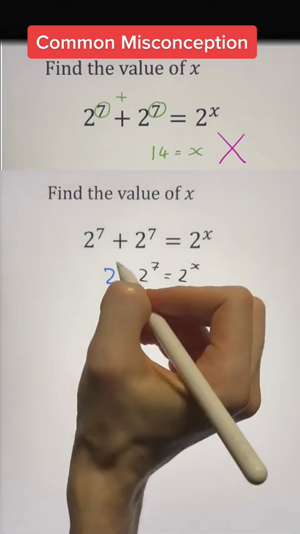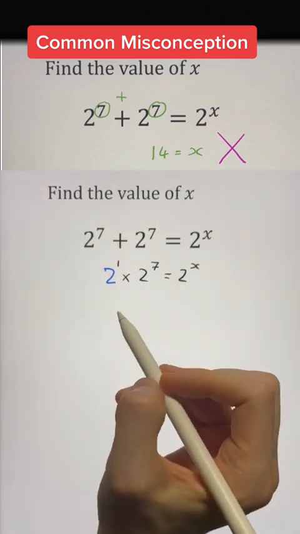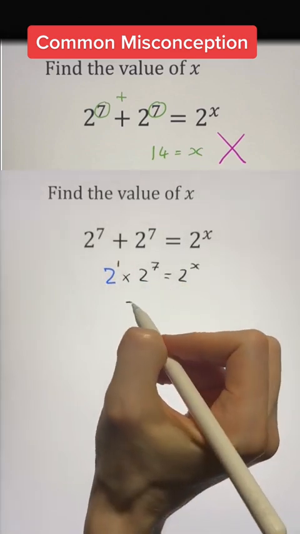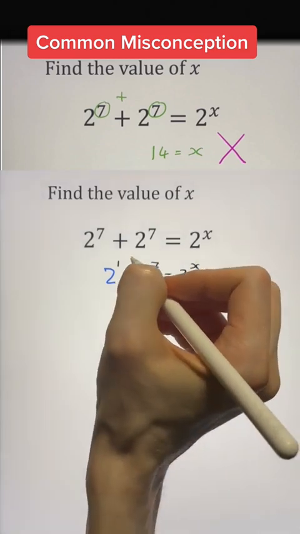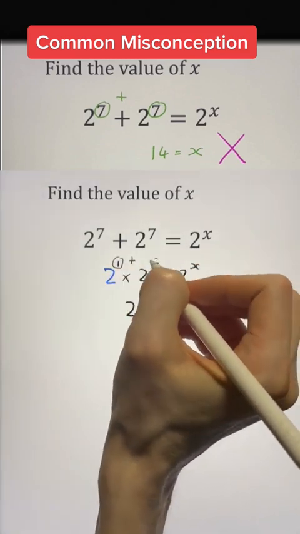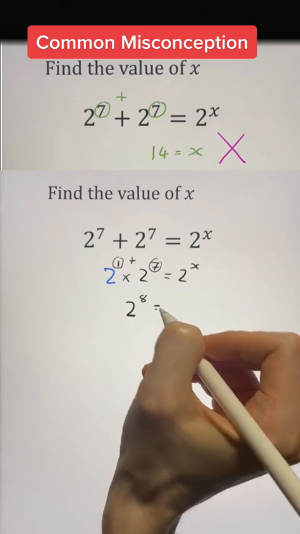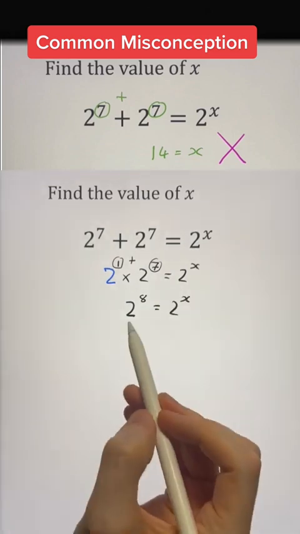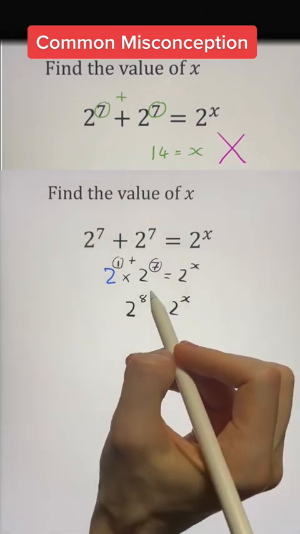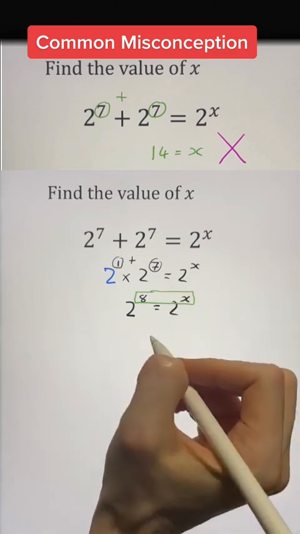Well, I know that 2 is the same as 2 to the power 1. We're multiplying and we've got the same base. Laws of indices, we keep the base the same and we add our powers. Here 1 add 7 gives us 8. So 2 to the power 8 equals 2 to the power x. I now have the same base, so I can just simply equate the powers. In this case, x is equal to 8.